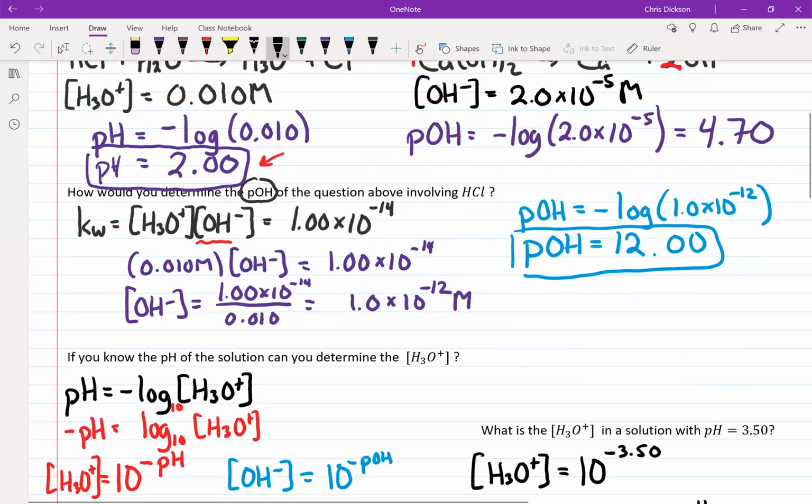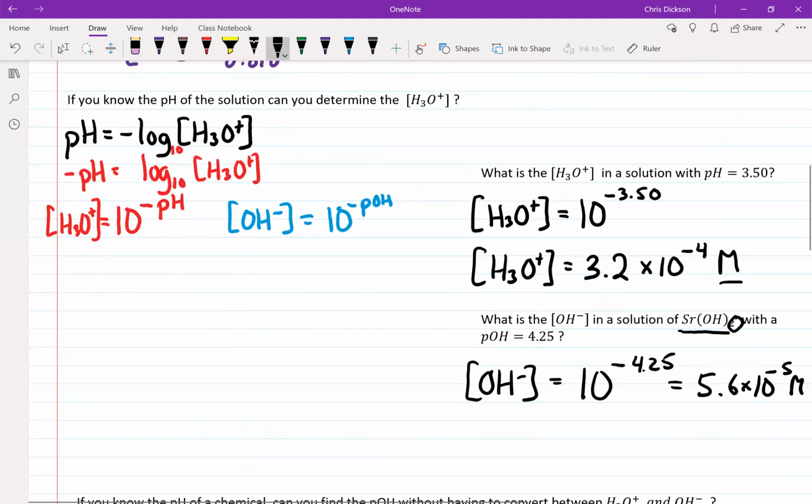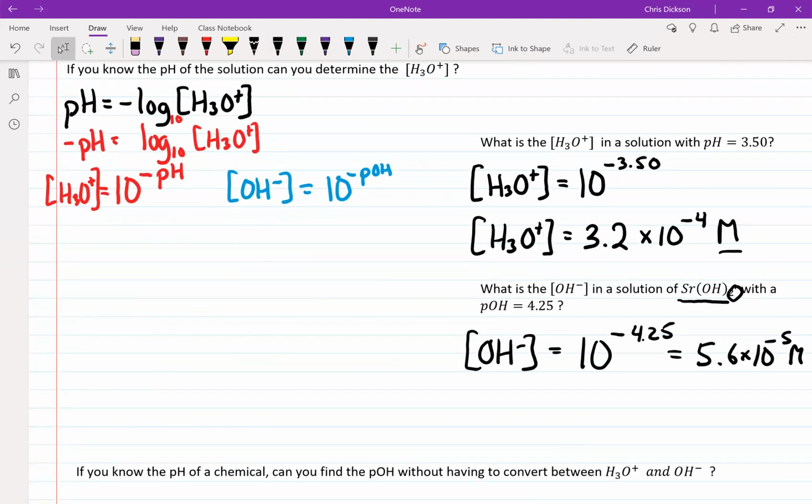If you go down to this question, you'll notice that the strontium hydroxide would also be in a 1:2 ratio with the hydroxide. But what's important here is the pOH being told to us is 4.25. That's already telling us the amount of hydroxide that's in there in the form of a pOH number, a log number. But it's not actually related to the compound itself. So the concentration of the hydroxide actually is 5.6 times 10 to the minus 5 molar.